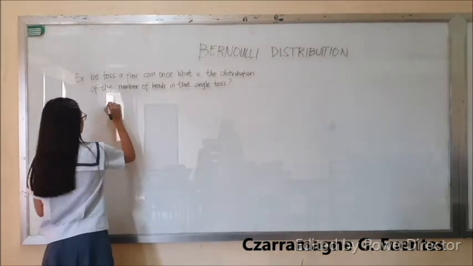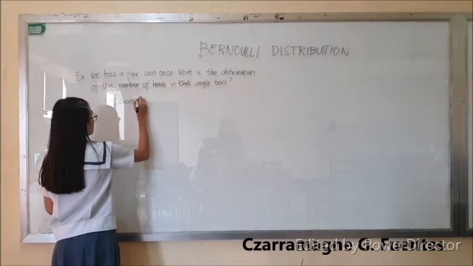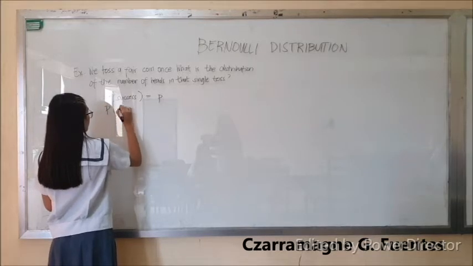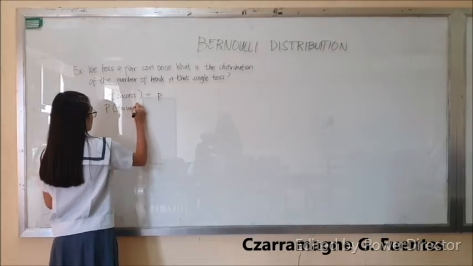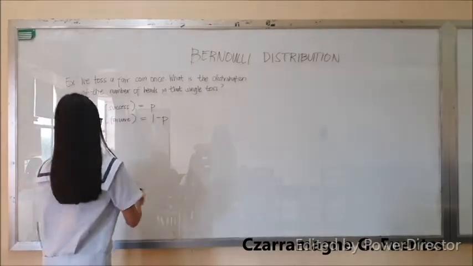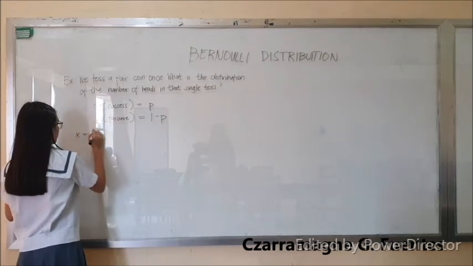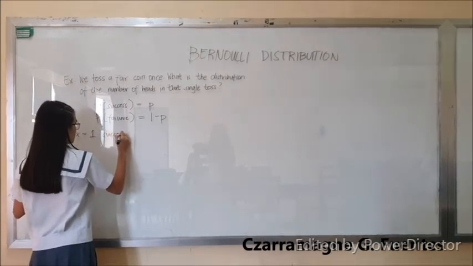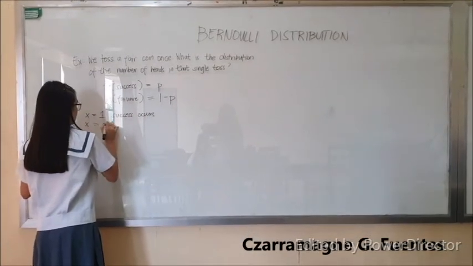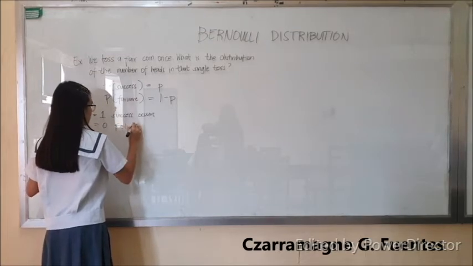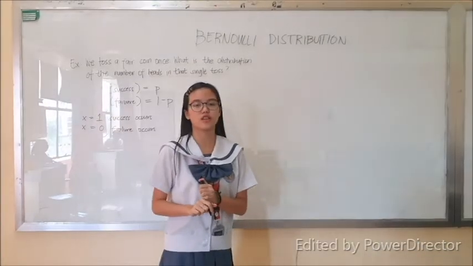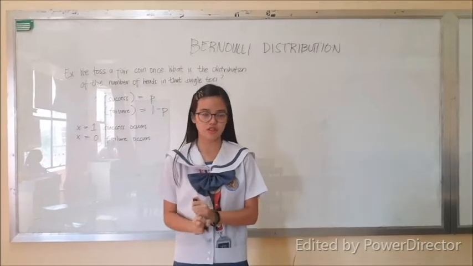The probability of success will be represented by p, and the probability of failure will be represented by 1 minus p. We're going to let the random variable x be equal to 1 if success occurs and x is equal to 0 if failure. If these conditions hold, we have a Bernoulli distribution.